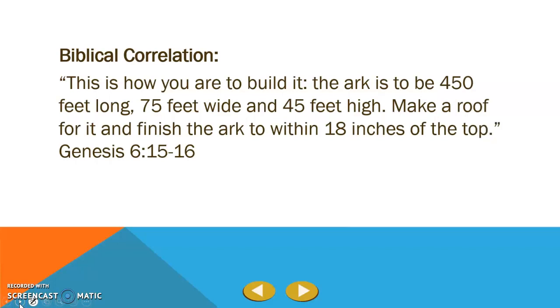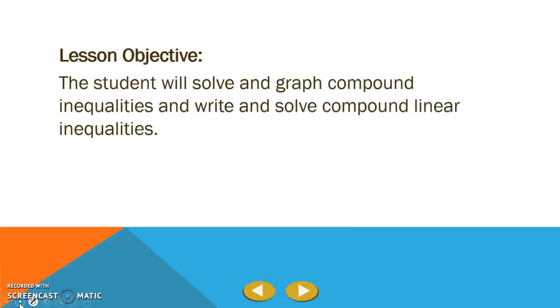Our biblical correlation comes from Genesis 6:15 and 16, where God tells Noah how to build the ark. And we see this concept of measuring and precision early on. And we know that God gave us the skills of math to keep things orderly and organized and precise. And we need to use these skills to take care of His creation in a way that is orderly and organized.